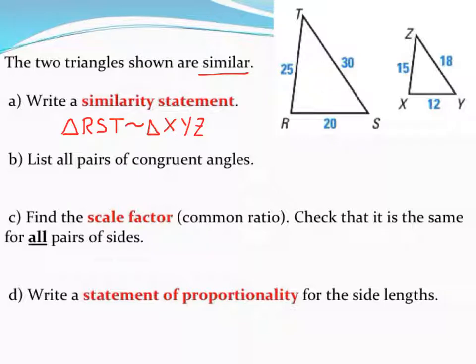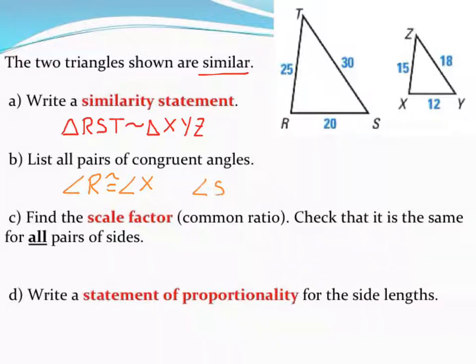Next up, they asked me to list the pairs of congruent angles. Well, when two figures are similar, all their angles are still congruent to each other. So we can match this up the same way we did last time. Angle R is congruent to angle X, and notice I did use the congruency symbol right there because those angles are going to be the same. Similar figures don't have the same side lengths, but their angles are the same.